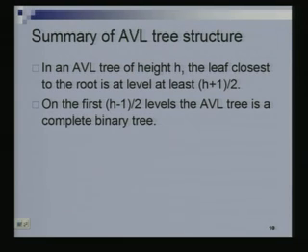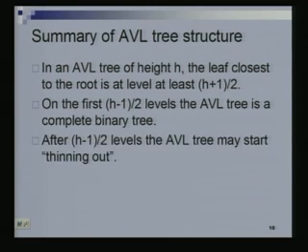We also saw that on the first (h minus 1) by 2 levels, the AVL tree is a complete binary tree. So this is what an AVL tree looks like essentially. For the first half of the levels, it is complete, very dense, and then it starts thinning out. If you turn the tree around, with the root at the bottom, initially it is dense and then it kind of thins out to the full height.